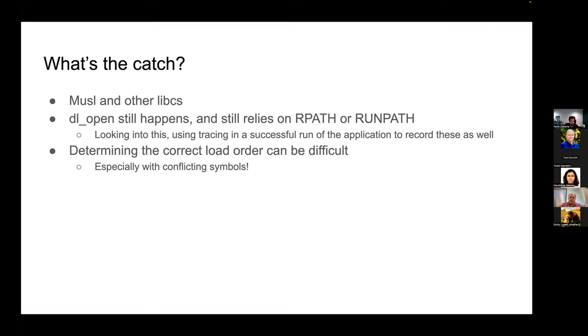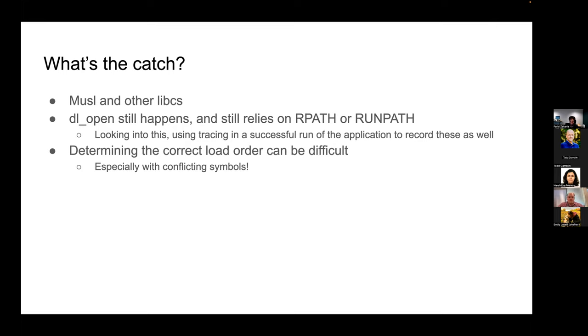Dynamically opening libraries through APIs at runtime, like dlopen, still searches through rpath or runpath. We don't have a way to directly replace it. If we know exactly those libraries up front and it's safe to load them as needed entries, then we can fix it by adding them as needed entries. But figuring that out is tricky. We're currently looking into tracing successful runs of the application to record them so we can do that more effectively.